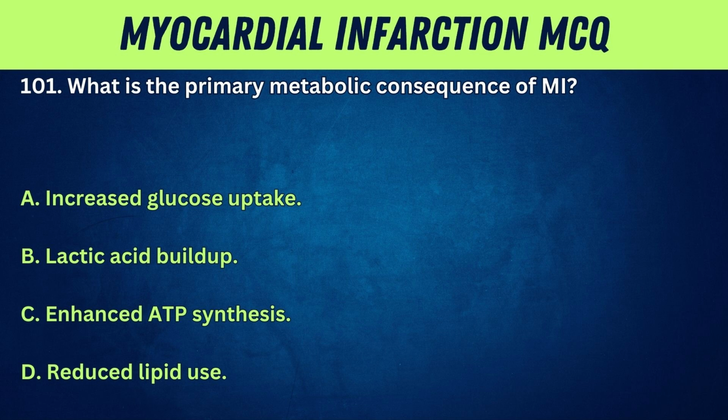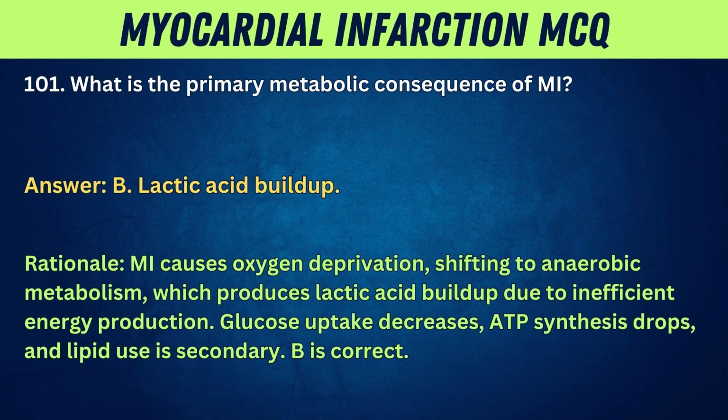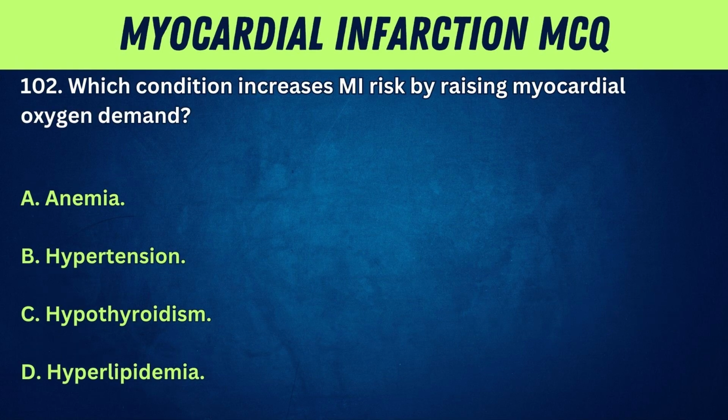101. What is the primary metabolic consequence of MI? A. Increased glucose uptake. B. Lactic acid buildup. C. Enhanced ADP synthesis. D. Reduced lipid use. Answer: B. Lactic acid buildup. Rationale: MI causes oxygen deprivation, shifting to anaerobic metabolism, which produces lactic acid buildup due to inefficient energy production. Glucose uptake decreases, ADP synthesis drops, and lipid use is secondary. B is correct.